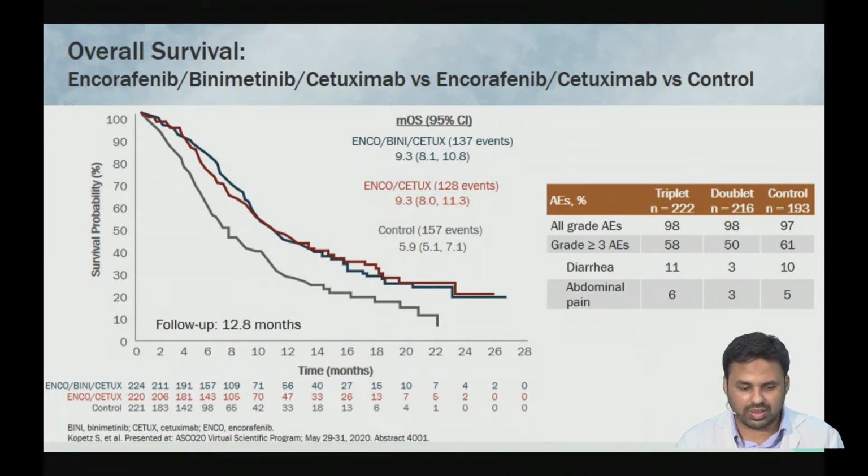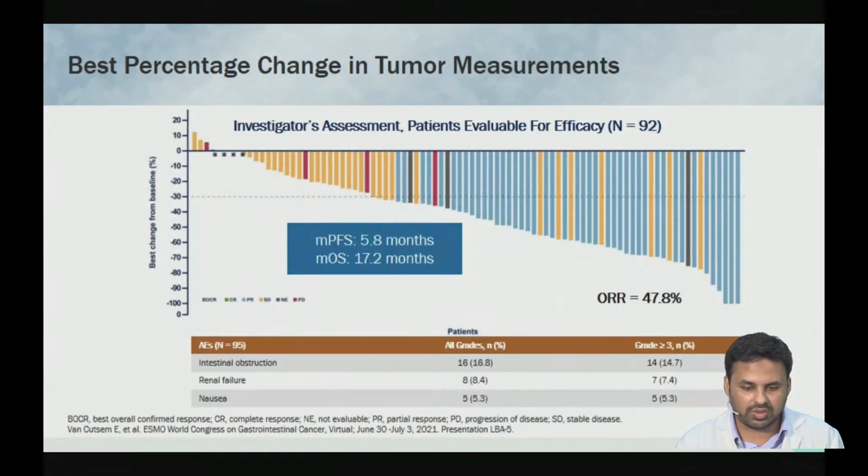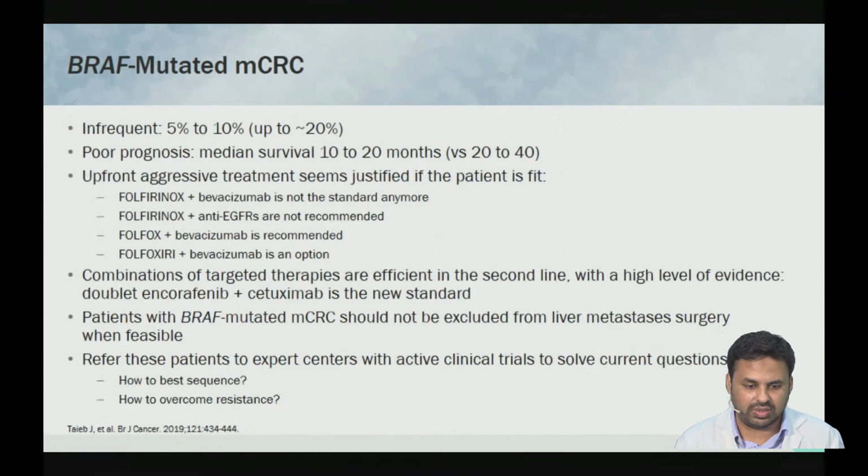mutated colorectal cancers. This was another study, the ANCHOR study, which was an open label phase 2, single arm study, which was done in the first line. It involved around 90 patients, in which the triplet regimen of BRAF with MEK inhibitor with the anti-EGFR was studied. It showed good responses, and the survival was quite similar compared to the conventional doublet chemotherapy with anti-angiogenic agents.